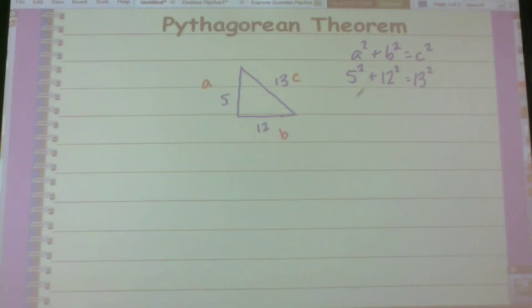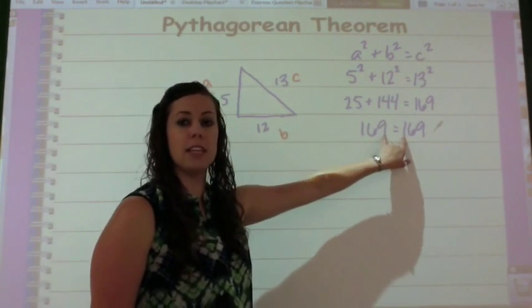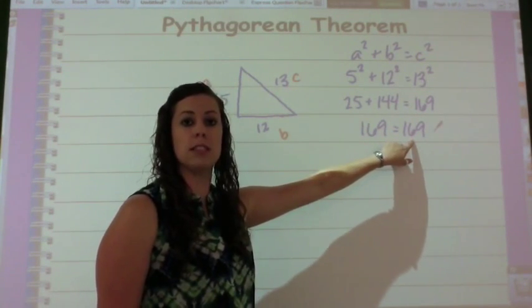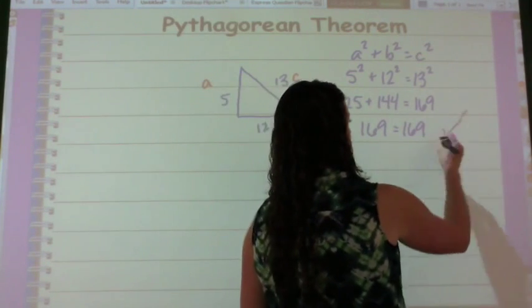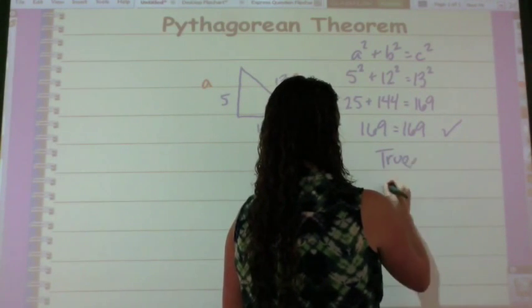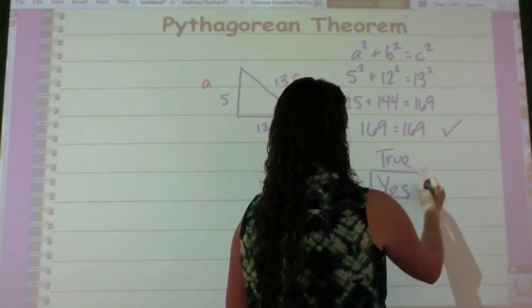5 squared, 5 times 5 is 25, plus 12 squared, 12 times 12 is 144, equals 13 squared, 13 times 13 is 169. When I add these two together, I get 169 equals 169. So what we know about equations is that they have to equal each other on both sides. Does 169 equal 169? Yes. So therefore, this triangle is a right triangle. So it's true. So yes, it is a right triangle.